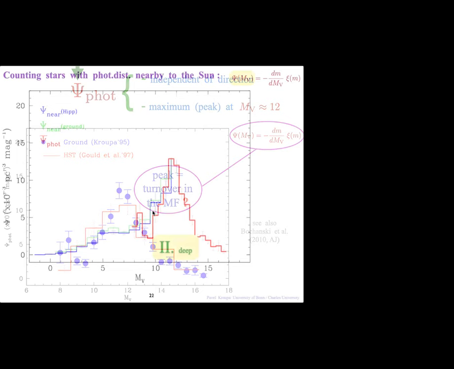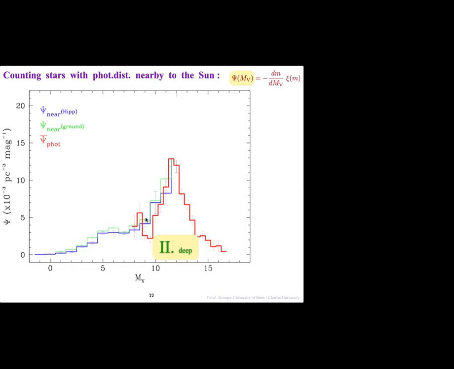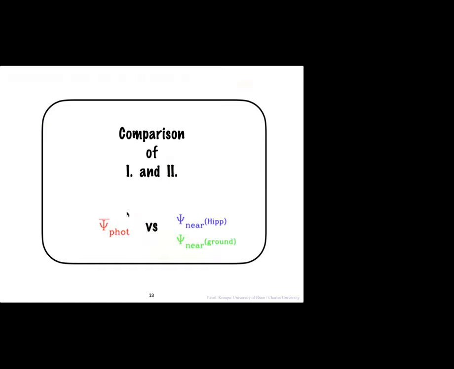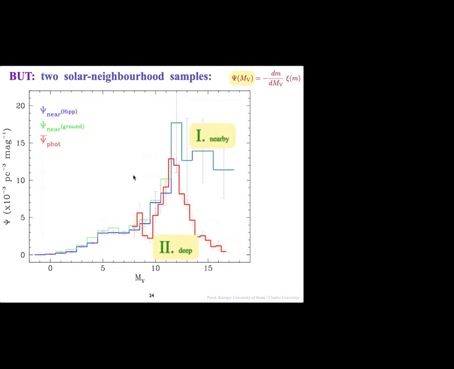And so this is what we have. If we combine this with the star counts for the brighter stars, we have this increase, the maximum, and then the decrease based on these photometric luminosity functions. Now, if we compare these two samples, the trigonometric and the deep surveys, then we find that there is a problem. This is the trigonometric-based one, and this is the deep photometric sample. And that leads to a question mark because this difference is significant.